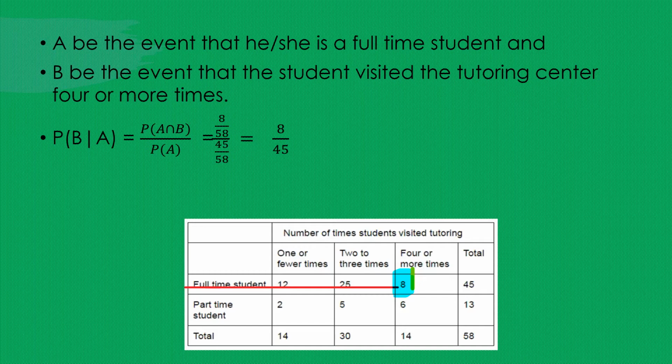So to simplify the whole calculation here, we can say that P of B given A, that is when you are trying to find the probability of students who have visited the tutoring center 4 or more times, given that they are full-timers, is the same as looking at the number of students who have visited the tutoring center among only the full-time students. So there are 8 who have visited the tutoring center 4 or more times among the full-time students, 45 students. So it is 8 out of 45.